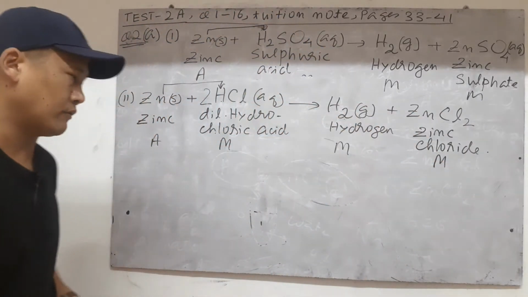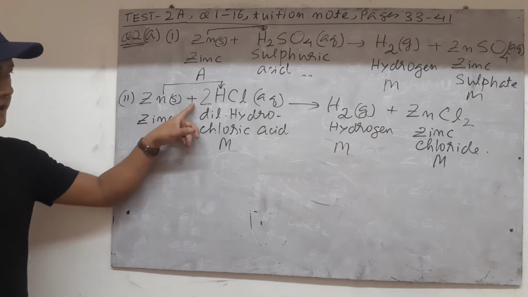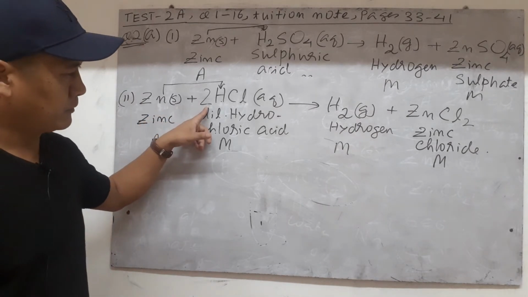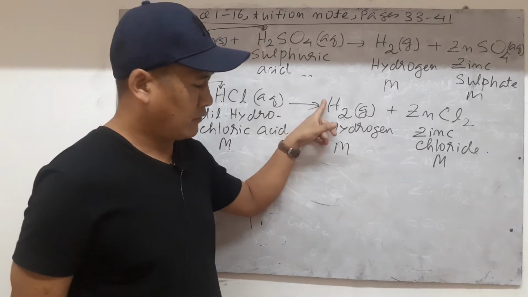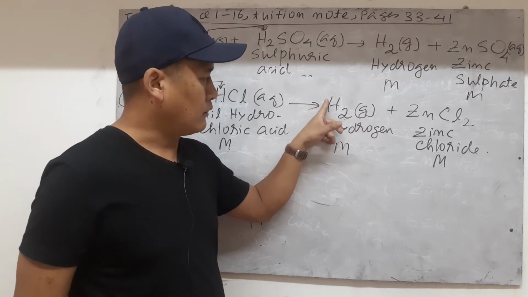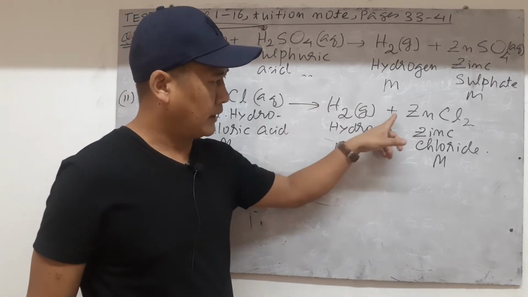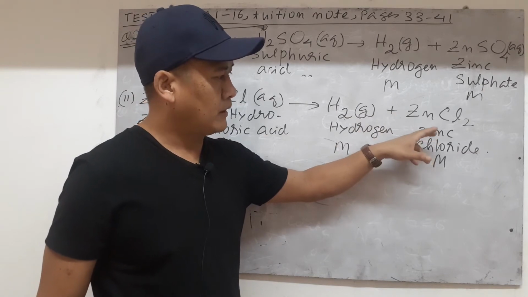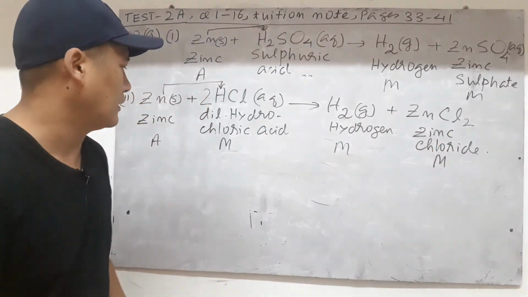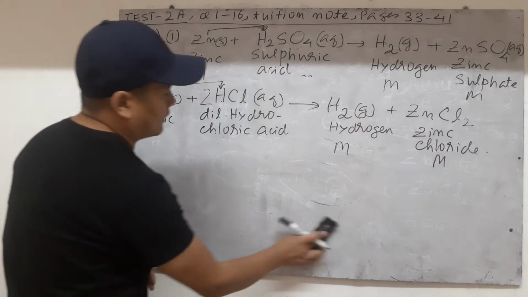So now we can read the equation. 1 atom of zinc reacts with 2 molecules of hydrochloric acid to give you 1, no number in front means 1, 1 molecule of hydrogen gas and 1 molecule of zinc chloride. That's how the balanced equation will read. So let us go to the third one.